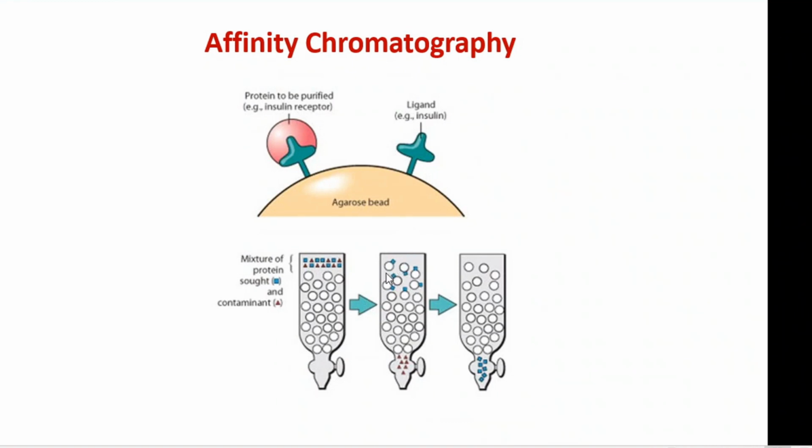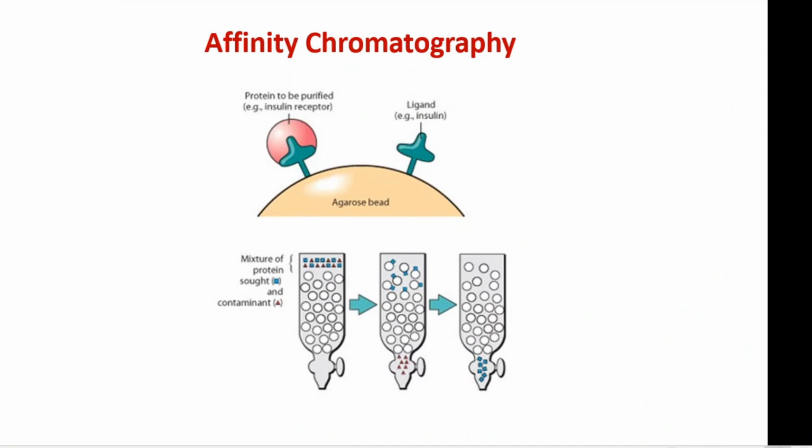So this is what happens. They will be held here, and all the remaining molecules will get eluted along with the mobile phase. Once it is eluted, the column will be subjected to extraction of the desired molecule. Especially in this case, it is the insulin receptor.